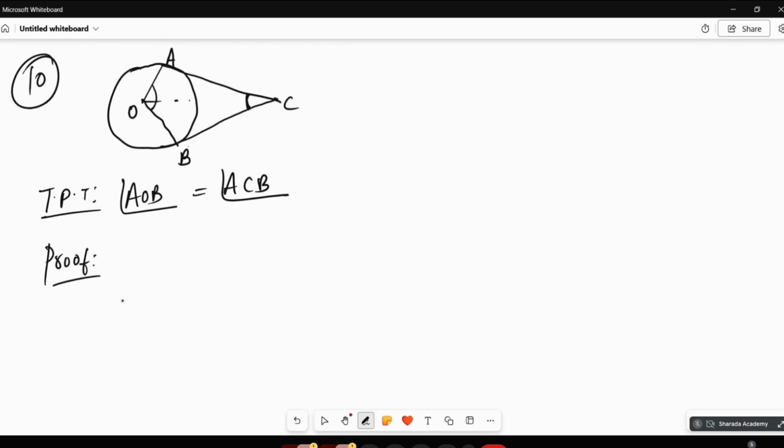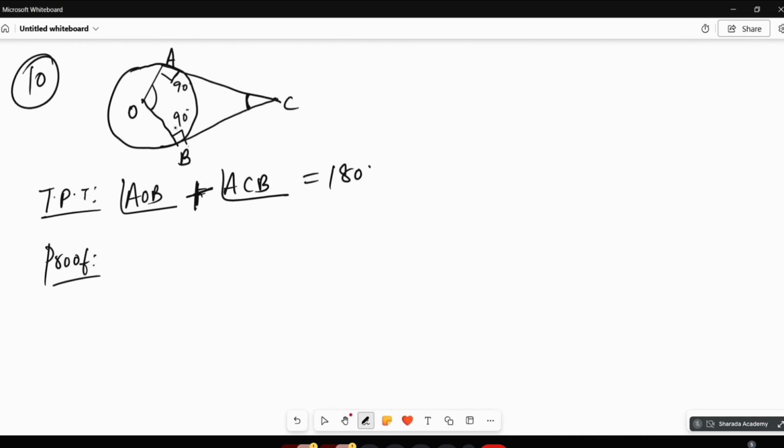Directly, you can do it. Do it now. Supplementary. That is 180. AOB and EAC. Now prove this. I think this is very easy. Here also radius and tangent 90 degree.